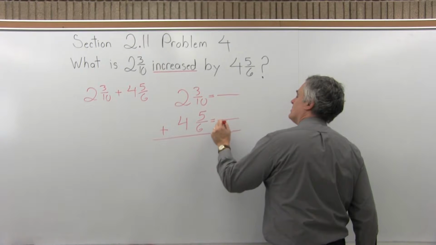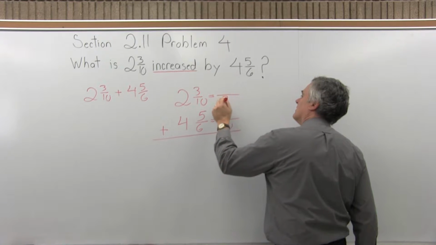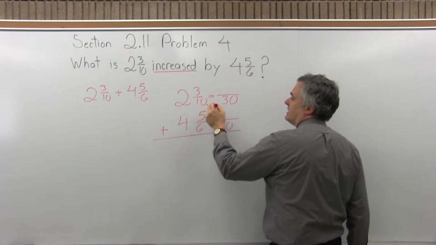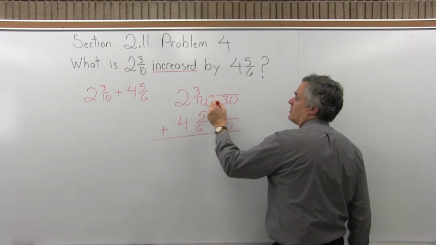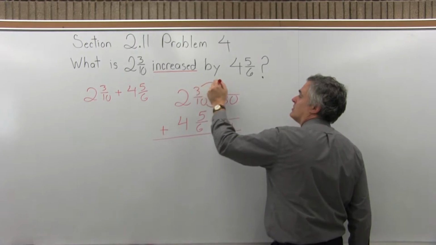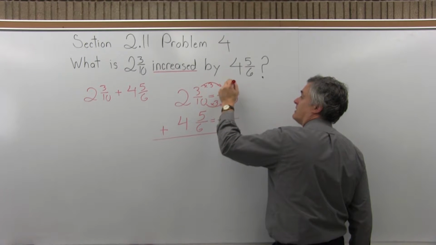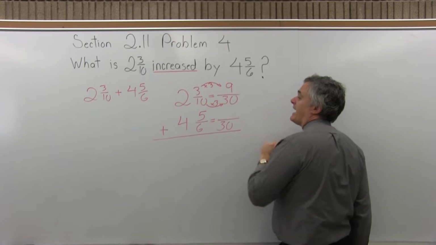So let's make a common denominator of 30 and figure out what our numerators have to be. So for the first fraction, 10 times something became 30. It must be times 3. So the numerator would also have to be times the same value, times 3. 3 times 3, which makes 9.